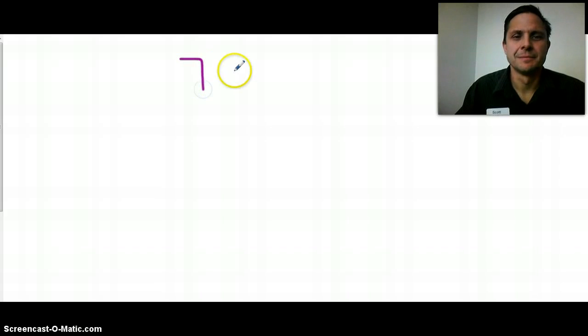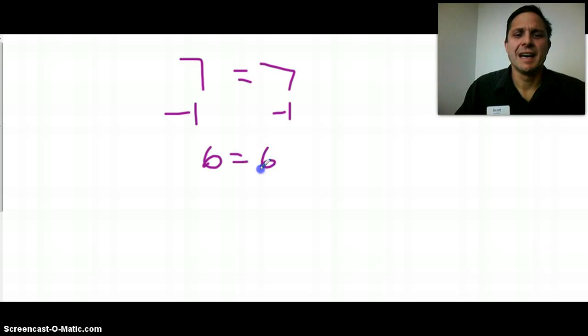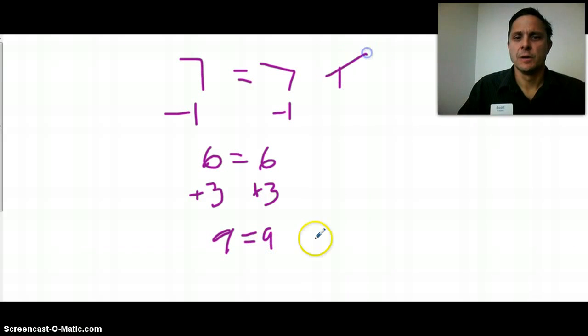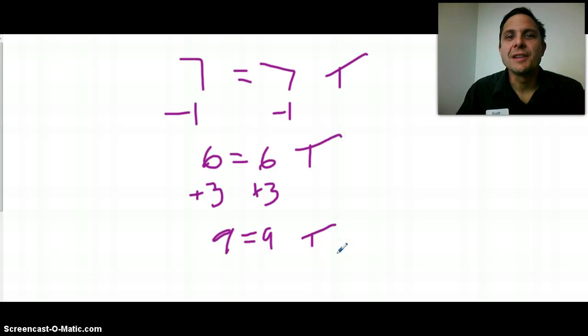And that works for any value, because if we think about it, pick a value, say 7. We know 7 is equal to 7. Well, if I minus 1 to both sides, what do I get? Well, I get 6 equals 6. What if I add 3 to both sides? I get 9 equals 9. The point is, this is true, this is true, and this is true. I'm always allowed to add to both sides of an equation.